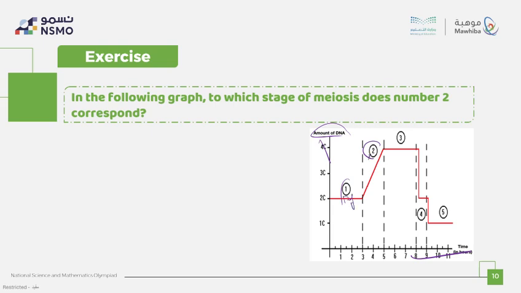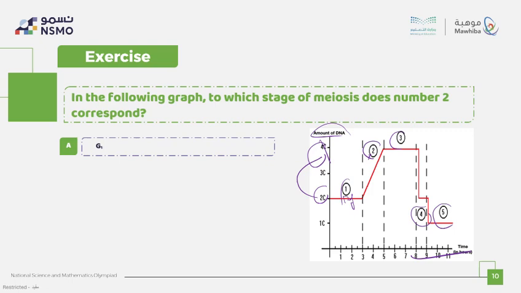While at point 2, the graph shows an increase from 2C to 4C, which means DNA replication is taking place. At point 3, DNA remains high, showing preparation before the first meiotic division. At point 4, DNA decreases by half, which is after meiosis 1. And at point 5, DNA drops again after meiosis 2, forming haploid cells. Okay, let's have the options now, and let us illustrate them together.